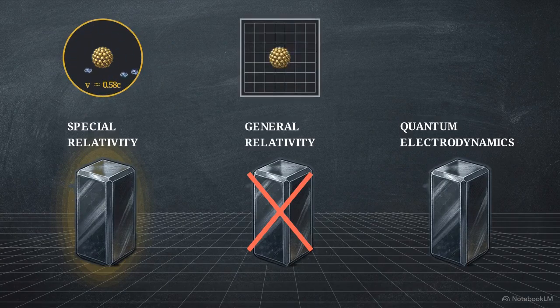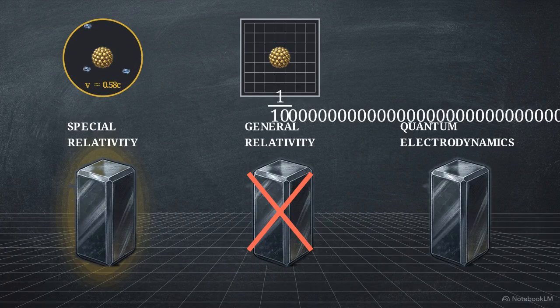The macroscopic spacetime curvature generated by the mass of a single gold nucleus has absolutely no impact on the trajectories of its orbiting electrons. At the atomic scale, the gravitational force is roughly 10 to the minus 40 times weaker than the electromagnetic force. Gravity is mathematically irrelevant to atomic structure.